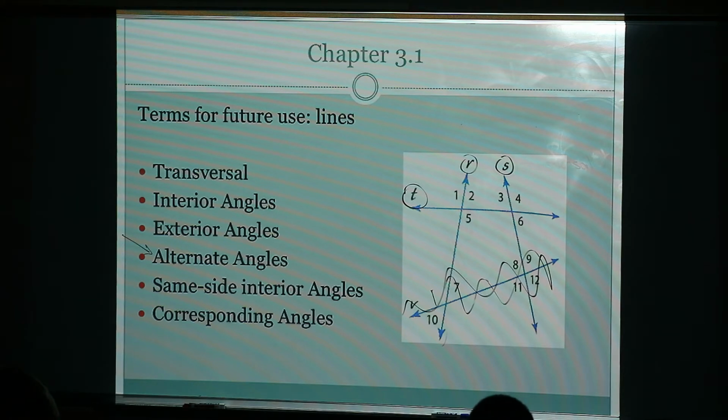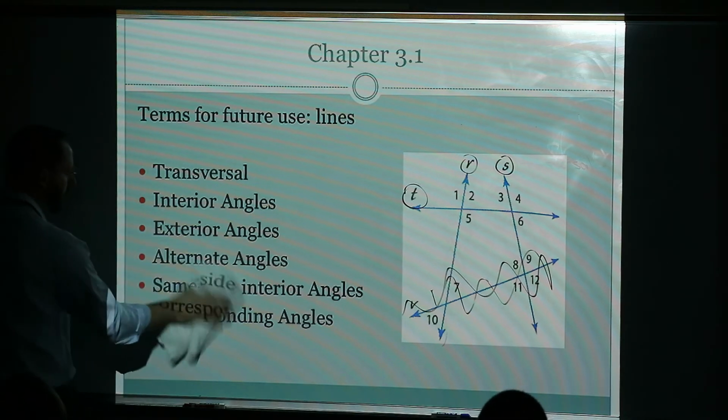Think here, what do you got? 2 and 3, okay? Somebody give me alternate interior for that one. Mitch? 5 and 3. Corresponding, Hagemeller? 2 and 4. Can somebody give me another corresponding? Powers? 1 and 3. Okay. So do we get kind of a feeling for how this works? So we have alternates, we have same sides, we have corresponding.